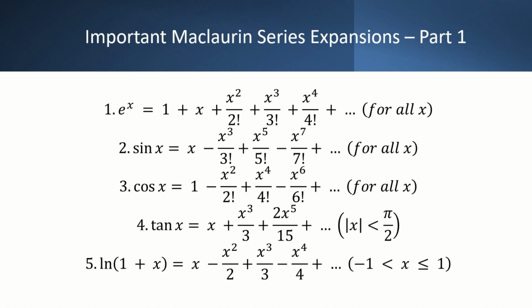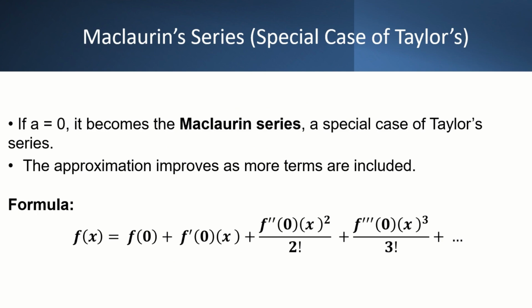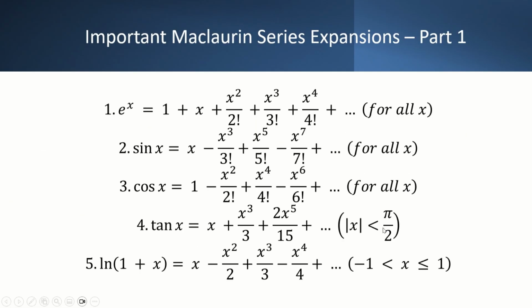Okay, so some important Maclaurin series expansions are here. e to the power of x is equal to, you just need to substitute, go back. Okay, f of 0 is e to the power of x, f dash is also e to the power of x, e to the power of x, right? So you will get 1 plus x plus x squared by 2 factorial plus x cube by 3 factorial, and so on. Okay, this is for all x.